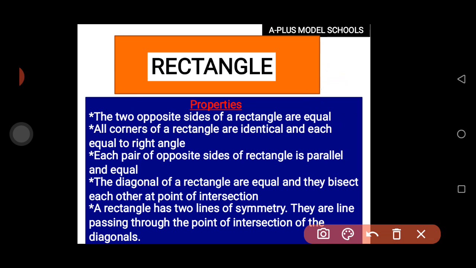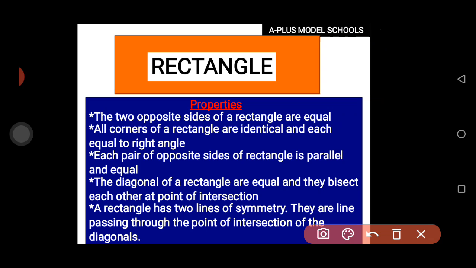Also, each pair of opposite sides of a rectangle is parallel and equal. When you look at this line, you will see that the two lines are parallel. Why? Because they are moving in the same direction and the two lines cannot meet. Now, look at the other side of the shape.